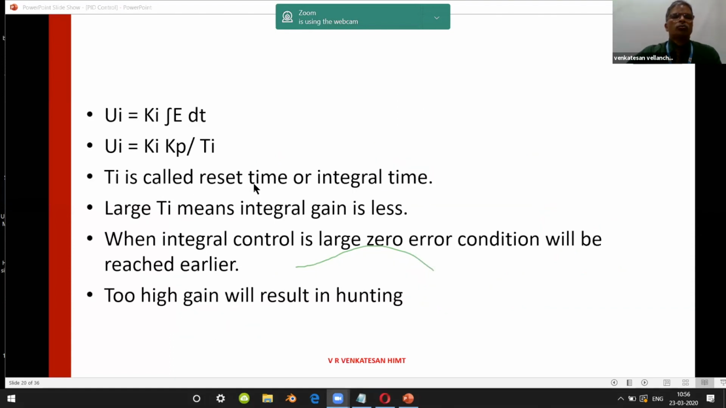So how do you adjust integral time? This is the way you adjust. There are two ways. One is KI. KI is integral gain.